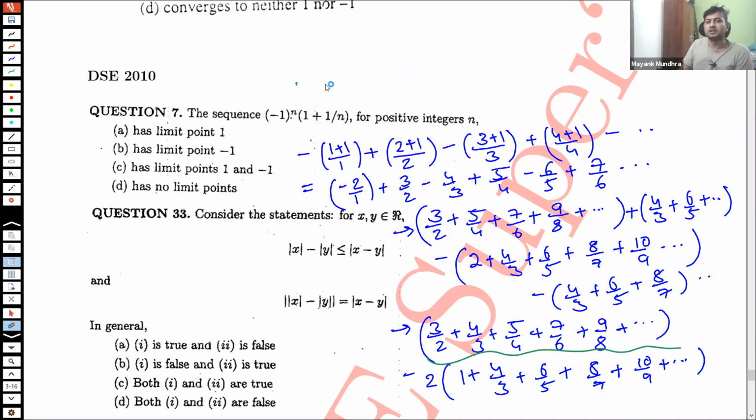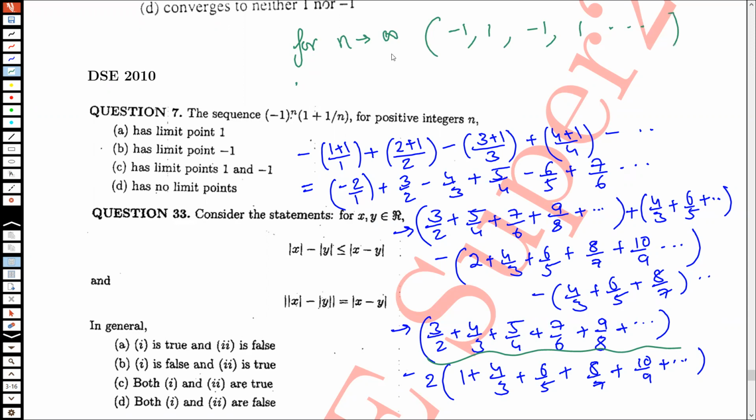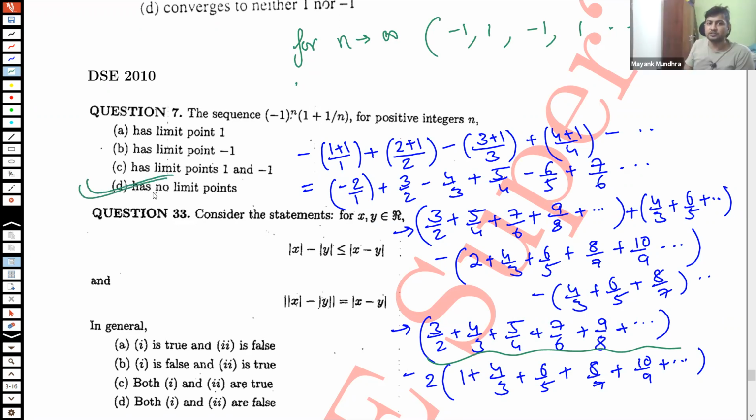The series is, for n tending to infinity, the series just becomes minus 1, 1, minus 1, 1, and so on. Sir, basically it will have two values, minus 1 and 1, so the limit does not exist. Yeah, exactly. It has no limit points.